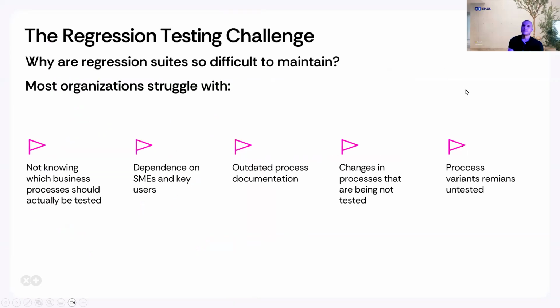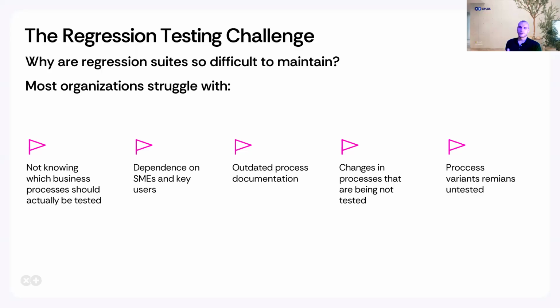All right, so first we will start with the challenges with regression. Why are regression suites so difficult to maintain? Probably there are dozens of reasons why it is hard to maintain regression testing suites, but here I have a few that are really important. Not knowing which business processes should actually be tested. This is very common for organizations, that scoping regression testing sometimes is very challenging, right?